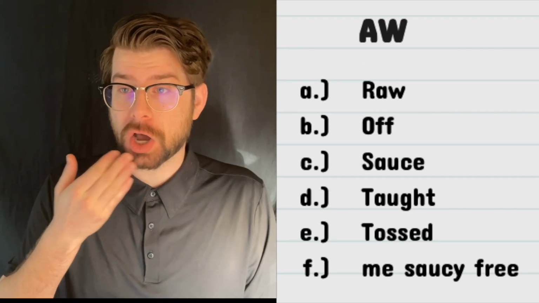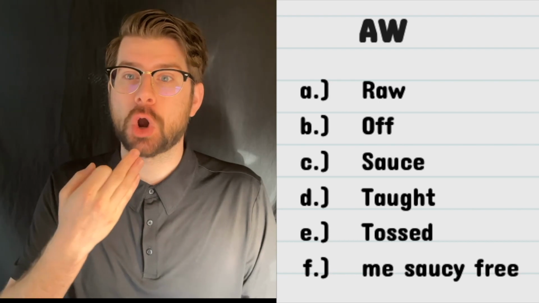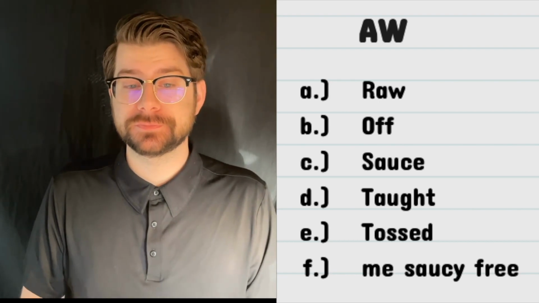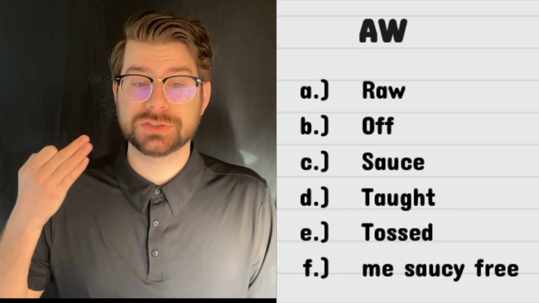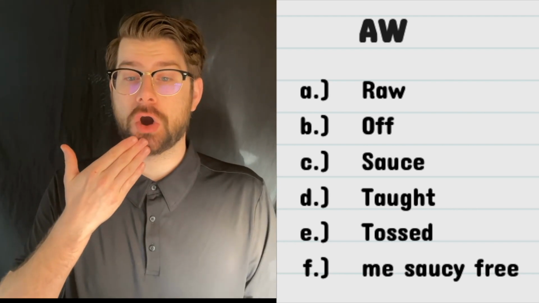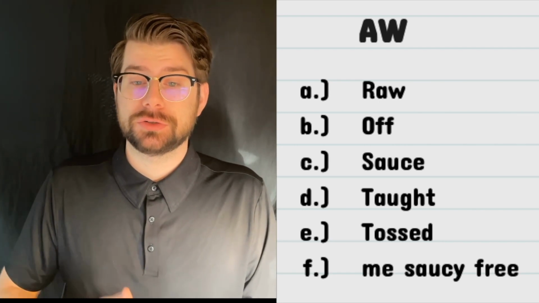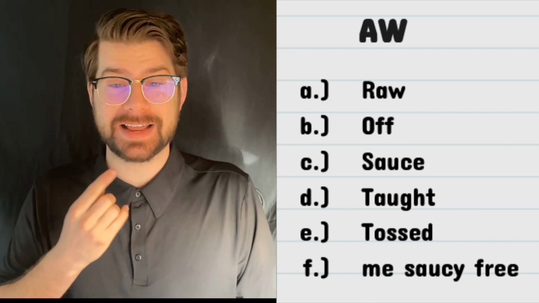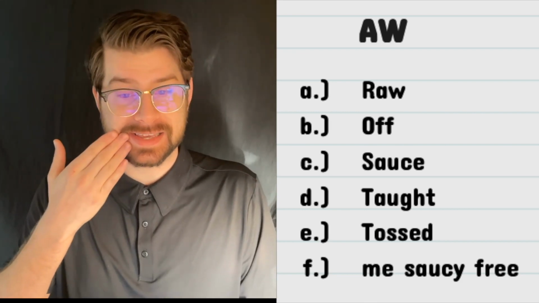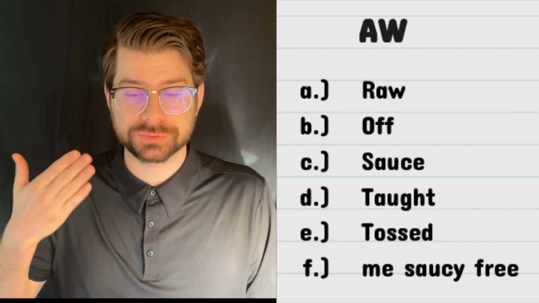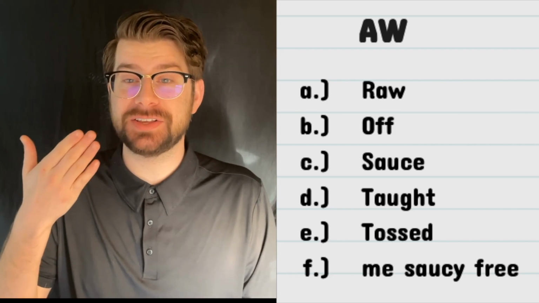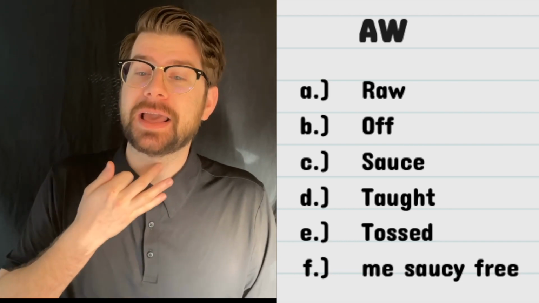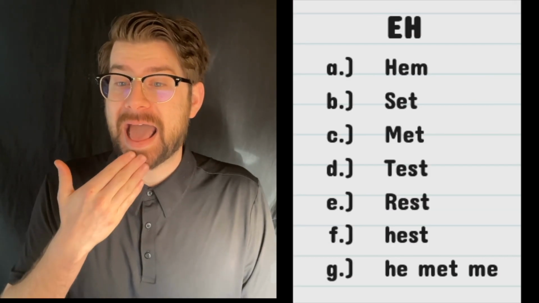Then for the aw sounds, we have raw, off, sauce, taught, tossed. That is another ed ending that sounds like a T. Tossed. Then me, saucy, free. The most common sentence. Then we have the final column, eh.